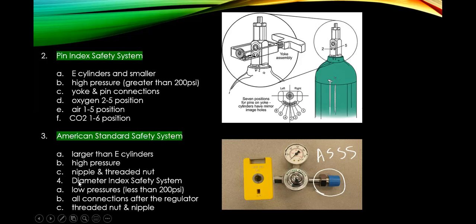Then it's for your H cylinders, your G tanks, right? And then you have your DISS, which is your diameter index safety system. That will be everything after the regulator, okay? Those are everything after your regulator.